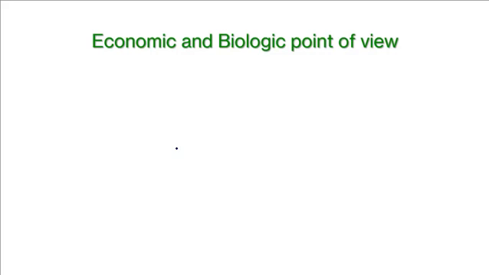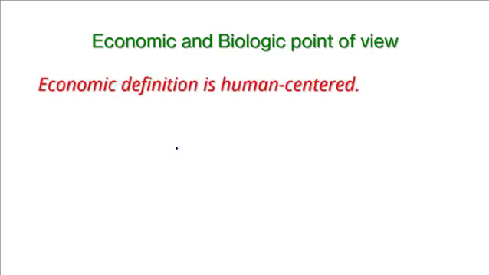There are 2 points of view to look at the resources. From the economic point of view, a resource is human-centric. In economics, a resource is defined as a service or other asset used to produce goods and services that meet human needs and wants. The word human is used, that means it is human-centric.